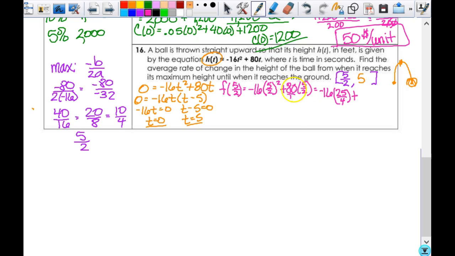So I can reduce this, and the 2 and the 80 make that 40 times 5 gives me 200. Or you can multiply 80 times 5 and get 400 and divide it by 2, whatever works for you. And then when I need to multiply this, if I just put this over 1, I can multiply straight across, or I can reduce. 4 goes into 16 4 times, so I really just have 4 times 25. What's that? 100. So negative 100 plus 200 gives me 100 for my f of 5/2.